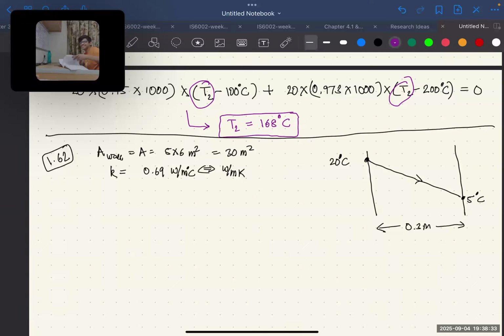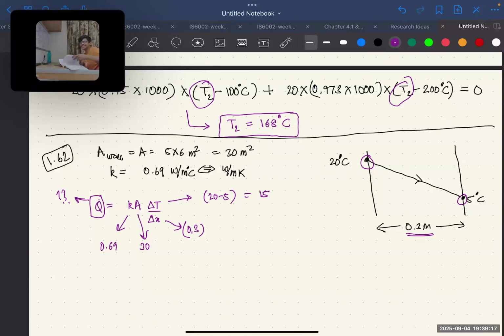So we are going to use the conduction equation in which we'll say, okay, q dot is k times a times delta t over delta x, right? Very simple. They want us to find q dot. What is k? We have k, 0.69. What is a? We have a, 30. What is delta t? Delta t is 20 minus 5, right? 20 degrees minus 5 degrees, which is 15. And what is delta x? Is the difference, this 0.3 meters.